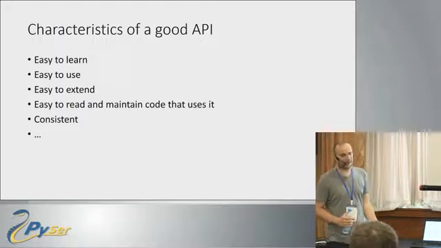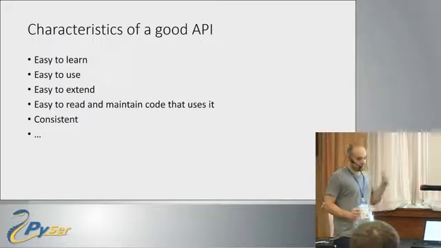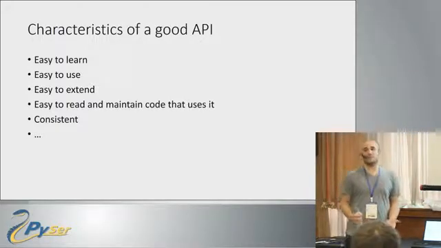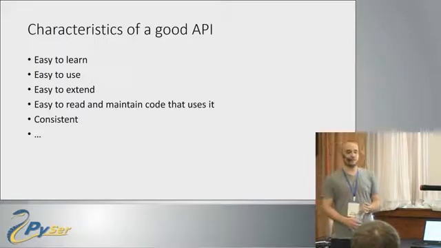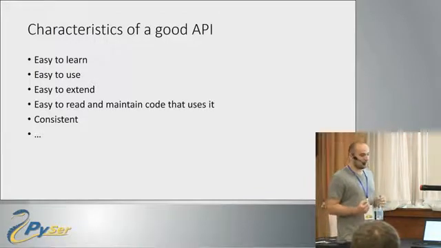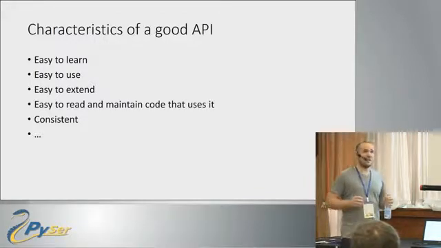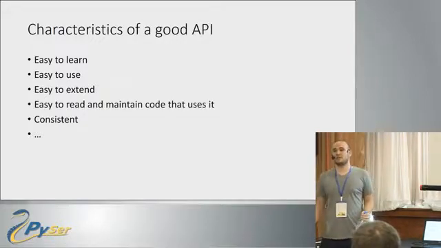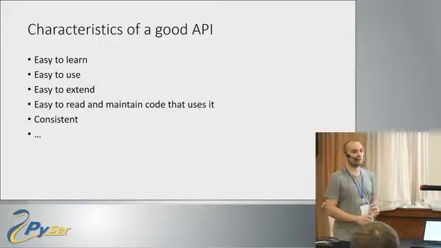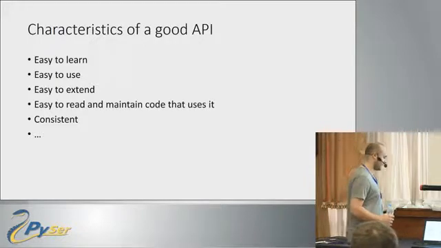Good API is easy to learn. It's easy to use and easy to extend. So when someone uses your API, they can immediately start, and in like 50 minutes they have something that works. That's ideal, but sometimes that's just not the case.